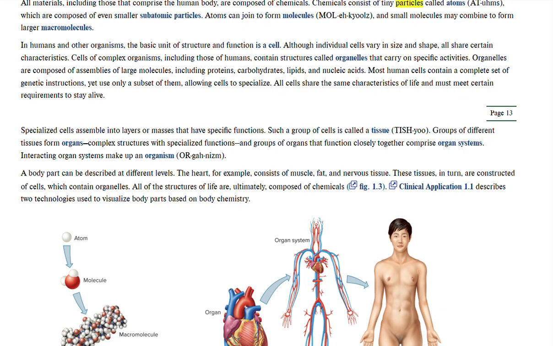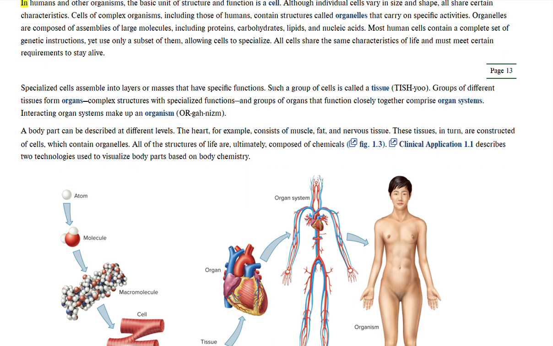Chemicals consist of tiny particles called atoms, which are composed of even smaller subatomic particles. Atoms can join to form molecules, and small molecules may combine to form larger macromolecules. In humans and other organisms, the basic unit of structure and function is a cell. Although individual cells vary in size and shape, all share certain characteristics. Cells of complex organisms, including those of humans, contain structures called organelles that carry on specific activities. Organelles are composed of assemblies of large molecules, including proteins, carbohydrates, lipids, and nucleic acids.